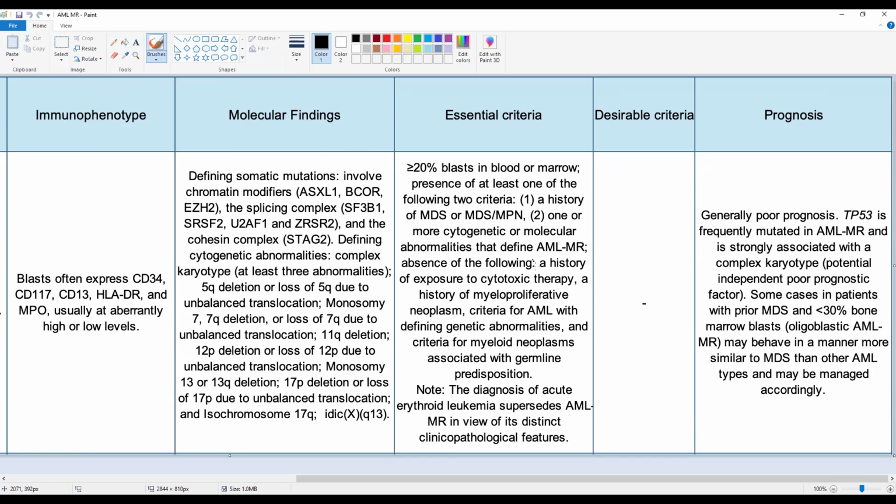Also, you need absence of the following: a history of exposure to cytotoxic therapy, a history of myeloproliferative neoplasm, criteria for AML with defining genetic abnormalities, and criteria for myeloid neoplasms associated with germline predisposition. Also, note that the diagnosis of acute erythroid leukemia supersedes AML myelodysplasia-related in view of its distinct clinical pathological features. The prognosis for this leukemia is generally poor.